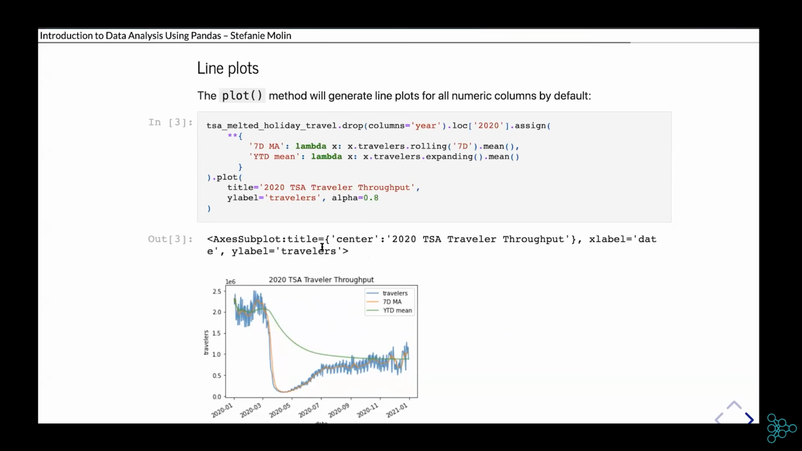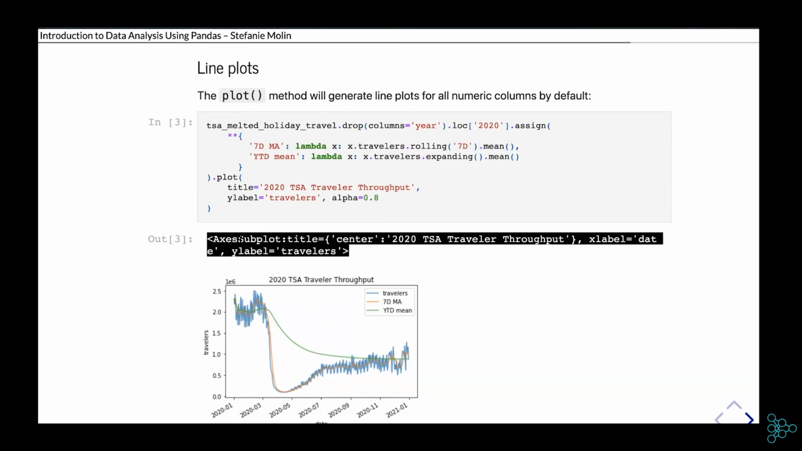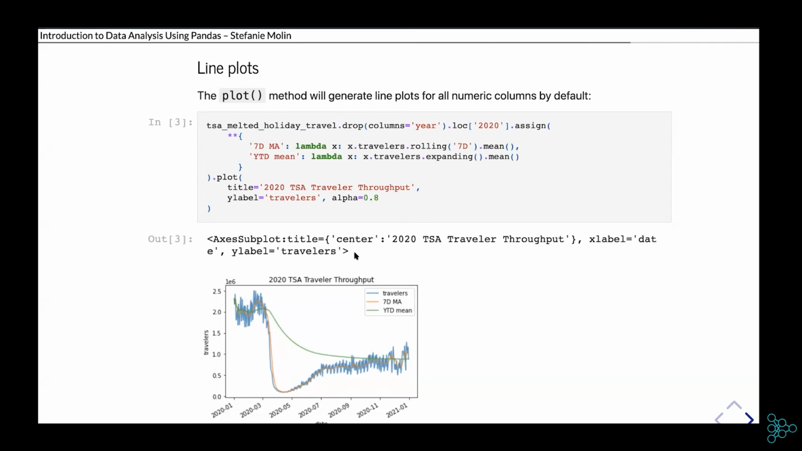Also notice that it's returning something here. This is an axes subplot, or a matplotlib axes object. The reason pandas is returning this to you is because you can continue to modify the plot by using what is returned. This could mean adding additional things to the plot, or plotting an entirely new piece of information on top of it as well.